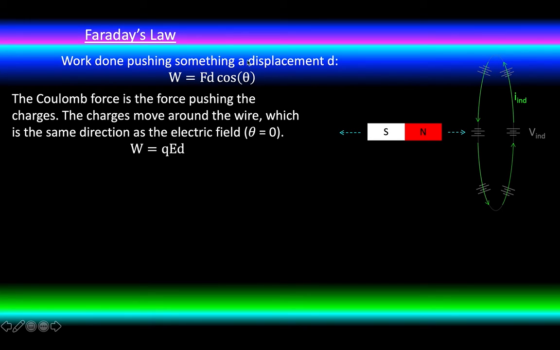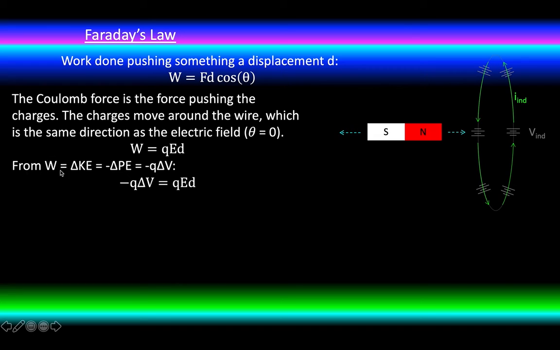That will cause the cosine of theta to become cosine of 0, which is just equal to 1. And so I could write the work done in moving the charge once around the wire is Q times E times D. Now, I'm going to set this aside for the moment. We'll come back to it.